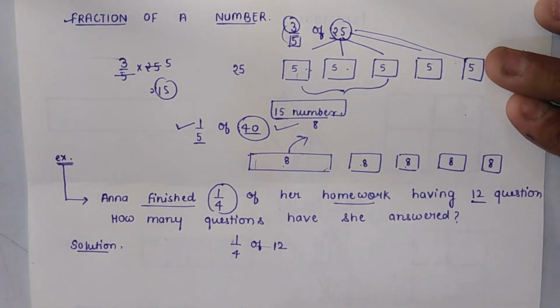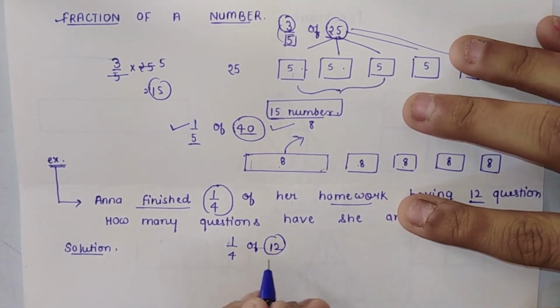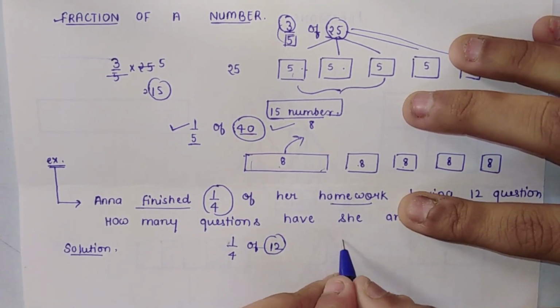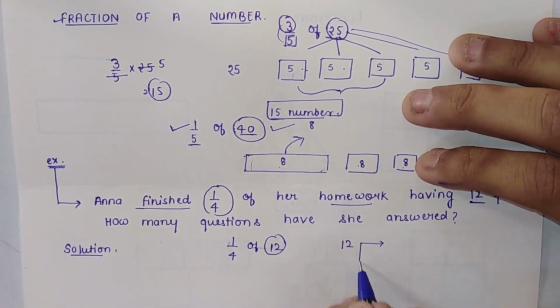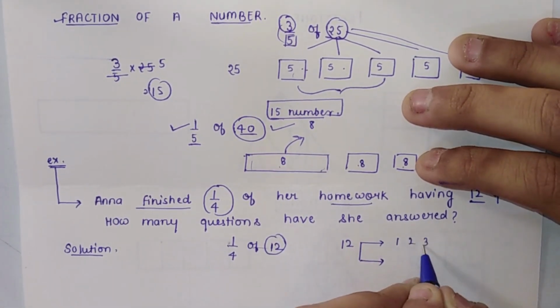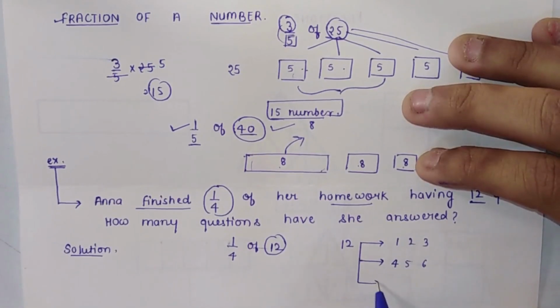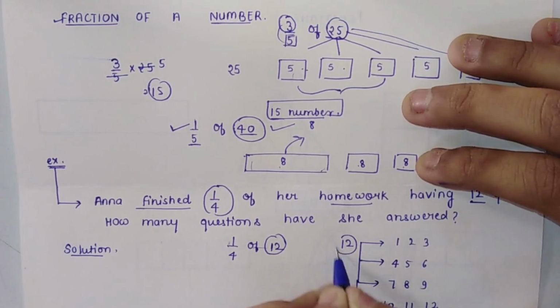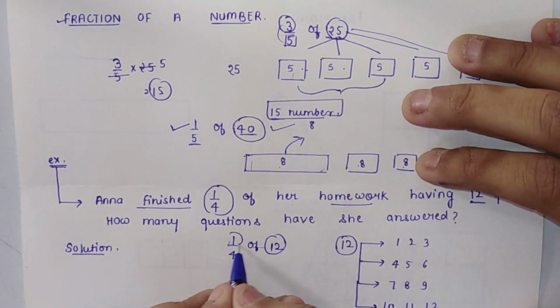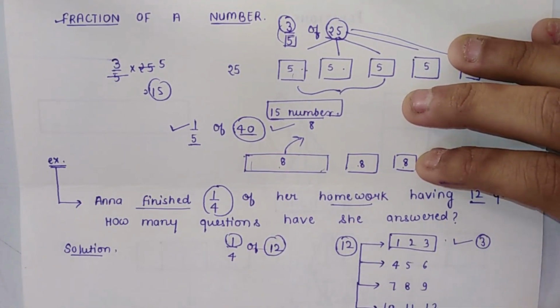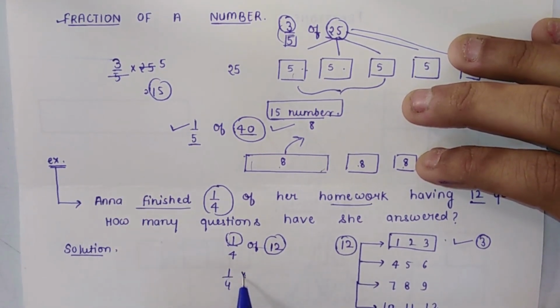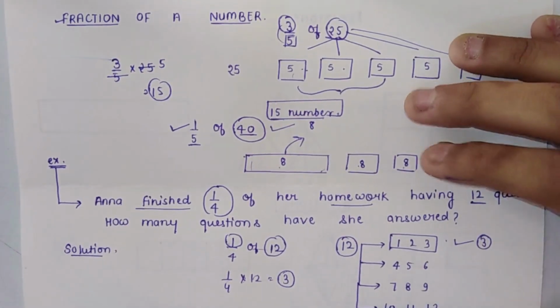How do we calculate 1 by 4 of 12? We divide 12 into 4 equal parts, and each equal part will have 3, because if we divide 12 into 4 equal parts, then each equal part will have 3 questions. If we say 1, 2, 3, 4, 5, 6, 7, 8, 9, and 10, 11, 12. So we divided the 12 into 4 equal parts, and out of which 1 part she has answered. So how many questions has she answered? She has successfully answered 3 questions. So 1 by 4 of 12 is also 3. This is how we get the 3.